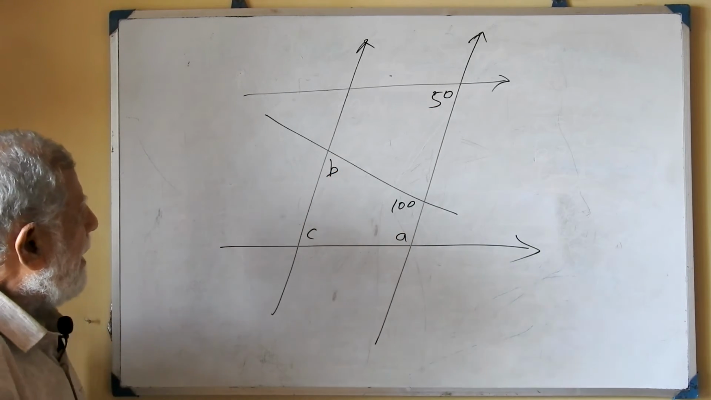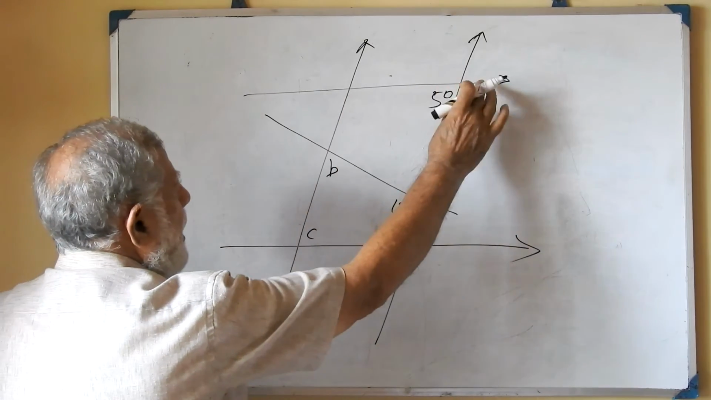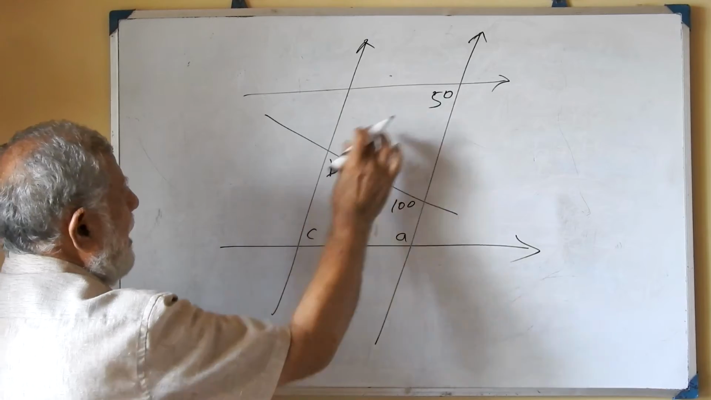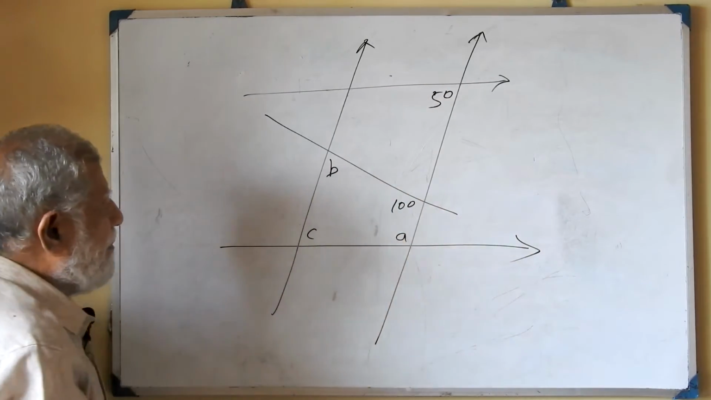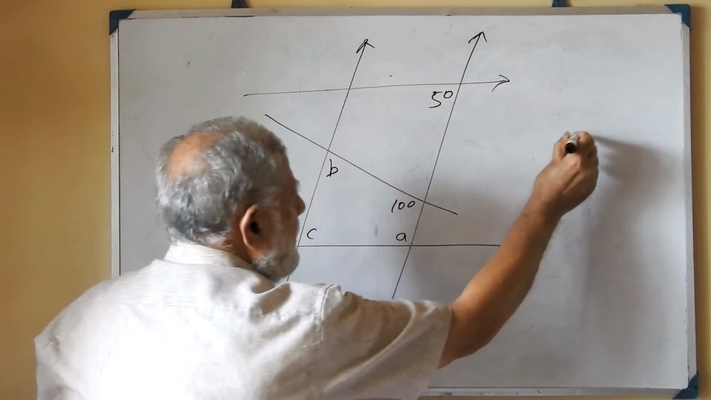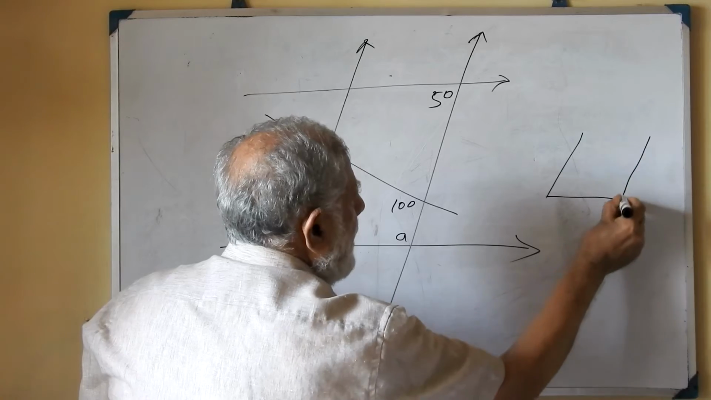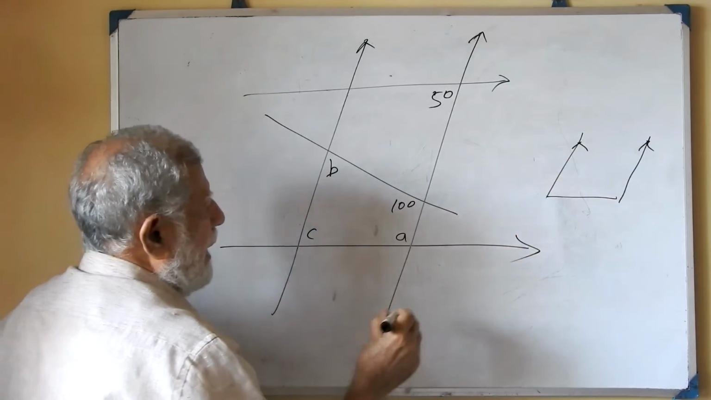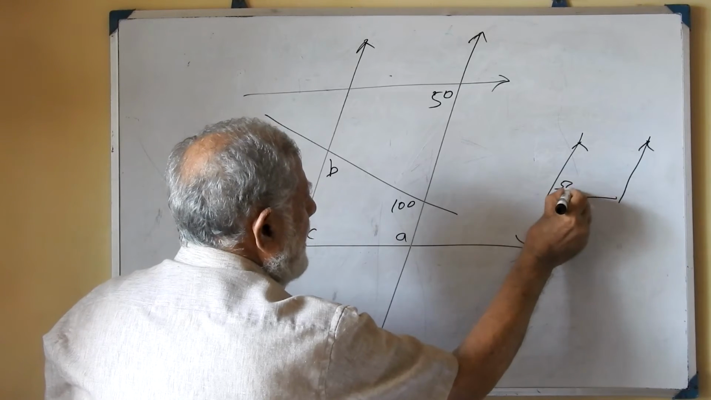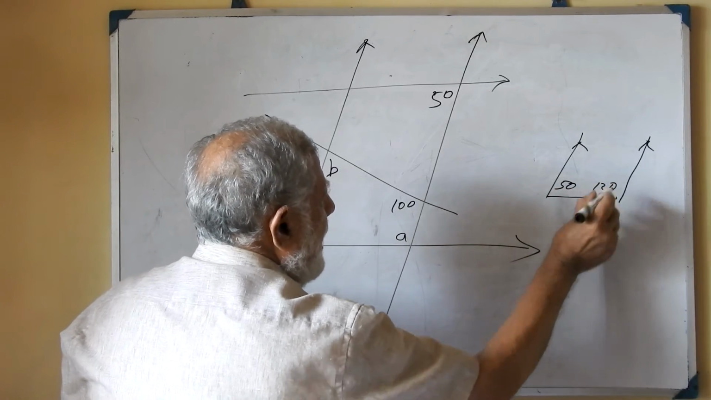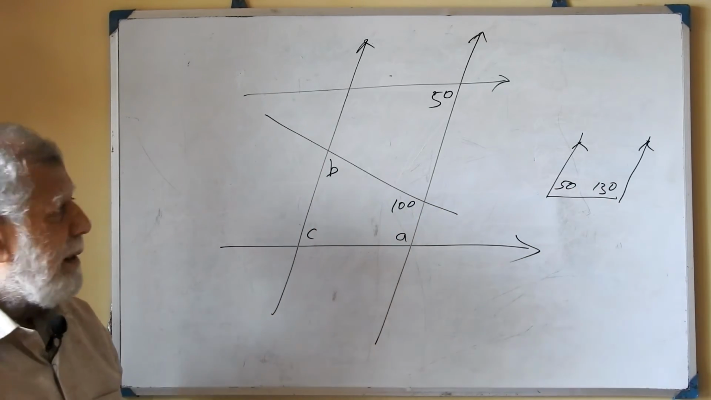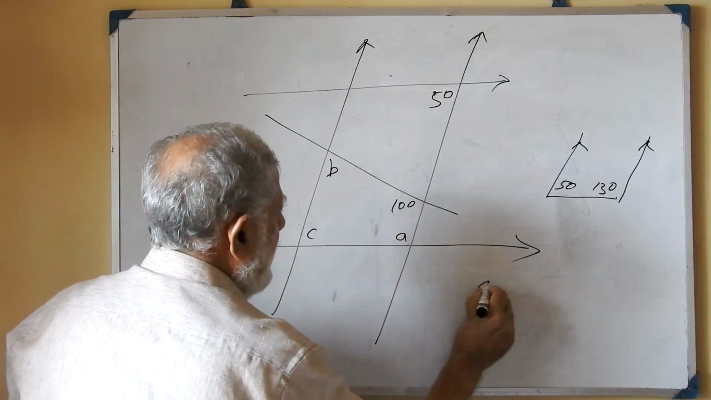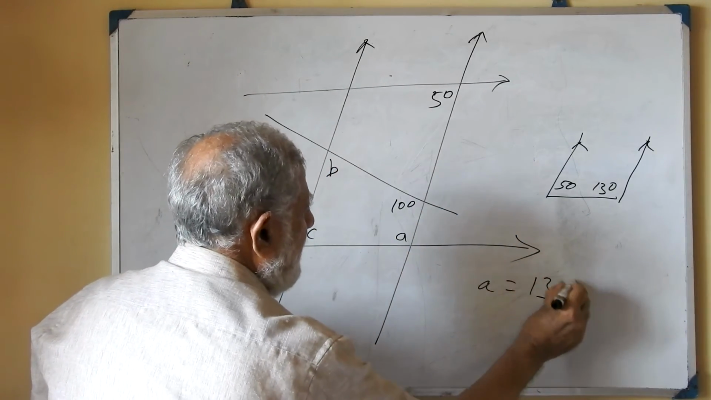Now if you look at it carefully, you will notice that this line and this line are two parallel lines. So they are making a U with a parallel line, U like this. So if they make a U, that means they are interior angles or allied angles. If this is 50, this has to be 130, because allied angles add up to 180 degrees. So A should be equal to 130. Means we found out A.